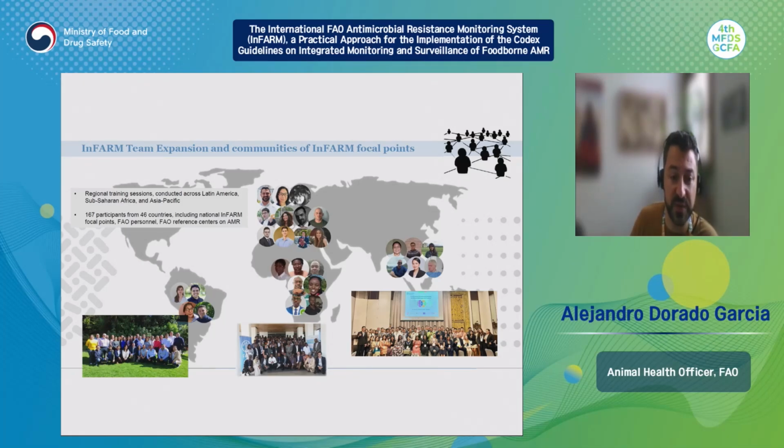In total, 167 participants from 46 countries participated. And among these participants, mainly we had the national INFAM focal points, but also we had the FAO personnel, who are also in the pictures on the map, and colleagues from the FAO reference centers on AMR. So in this way, what we have done is to expand and to create a community for regional and global support for the generation of these INFAM data files and for the submission of information into the IT platform for this first open call in 2024.